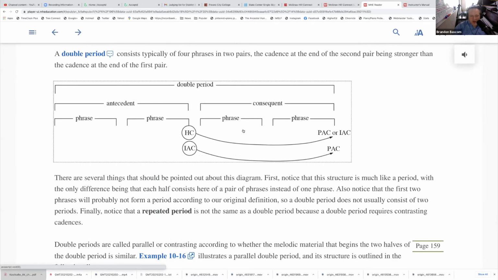If we go back to the definition of a double period, you can end a double period's first phrase with a half cadence, but the second cadence at the end has to be stronger than that. Even if you end your double period with an IAC, you still have to have something stronger than that at the end.